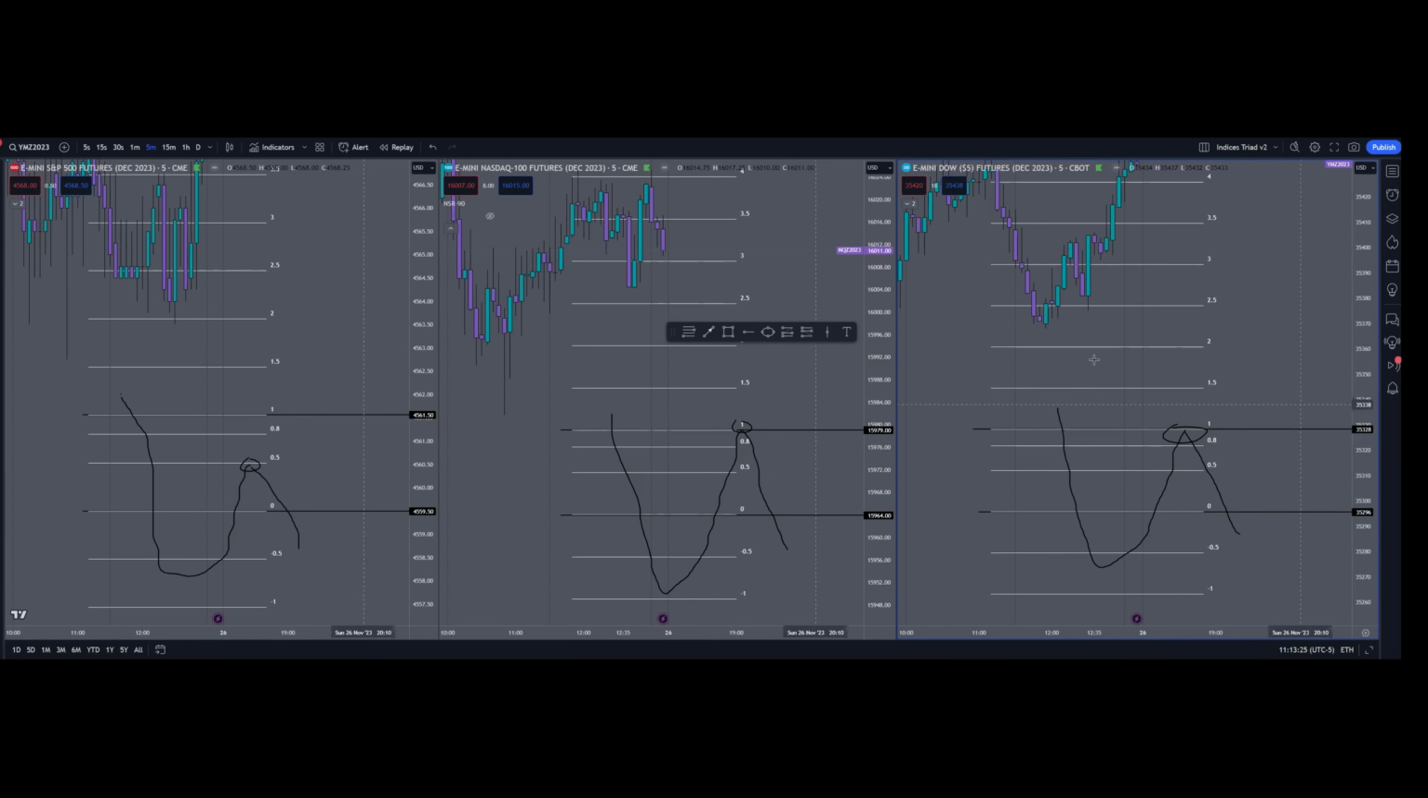Does that make sense? If you look at all three, and one is weaker, you want to short the weaker one, not the stronger one. Very important. If you want to go short, if it comes from below, you want to short the weaker one. If it's a buy, you want to buy the stronger one. Does that make sense to everybody?